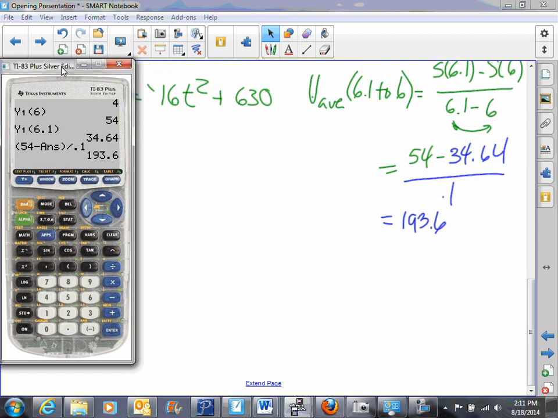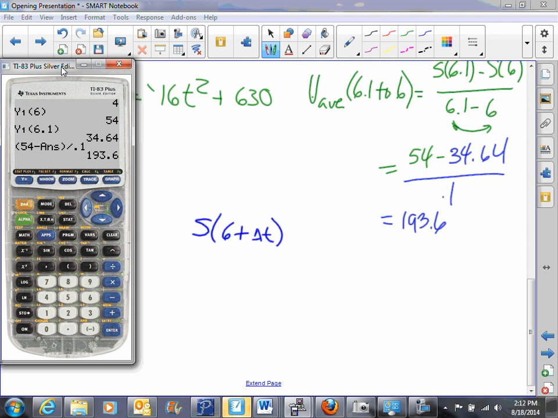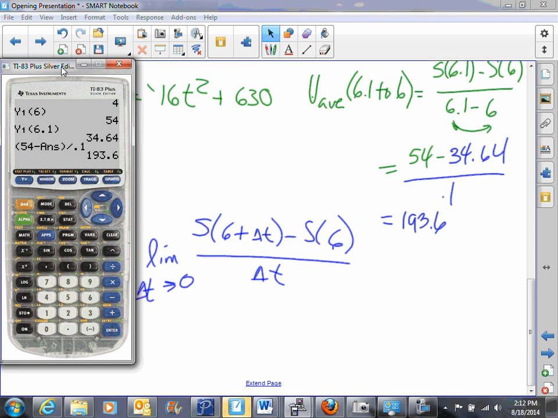If we did s of 6 plus delta t minus s of 6 over delta t, that's t plus delta t minus t, and we looked at the limit of this as delta t approaches 0, we could probably squeeze in on the velocity. Now, we could do some things to help ourselves in the calculator here.